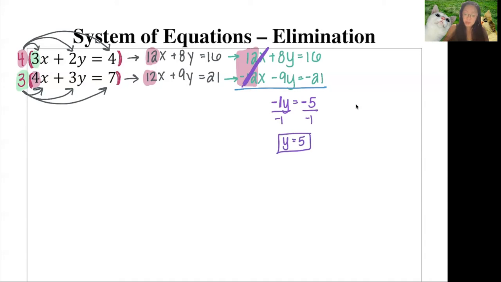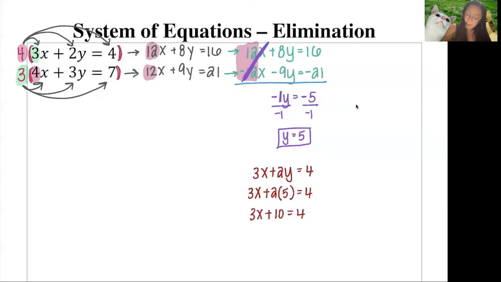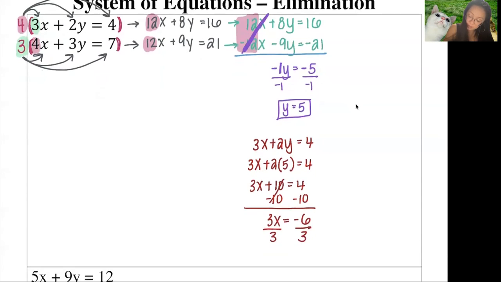Again, we are not finished because we need to solve for x. I always choose one of the original equations. Doesn't matter which one, I'm going to choose the first one. 3x plus 2y is equal to 4. I know y is equal to 5, so let's plug that in. 3x plus 2 times 5 is equal to 4. 3x plus 10 is equal to 4. Minus 10 from both sides. I get 3x is equal to negative 6. And then divide by 3 on both sides. We get x is equal to negative 2.